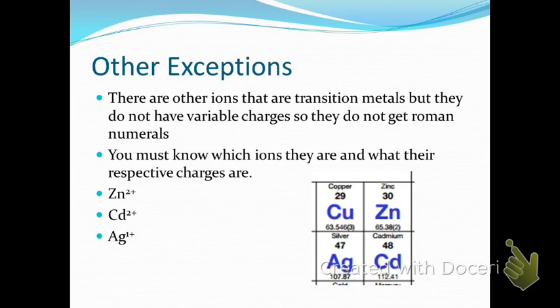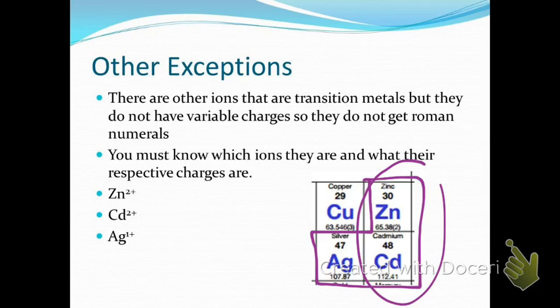Now, there are other ions that are transition metals but do not get Roman numerals because they only have one charge. You need to know not only what they are, but which charge they have. The nice thing is they are clumped together on the periodic table. The 3 happen to be zinc, cadmium, and silver. They form this nice little backwards L. Zinc and cadmium, which are on top of each other, are both 2+, and silver is a 1+.